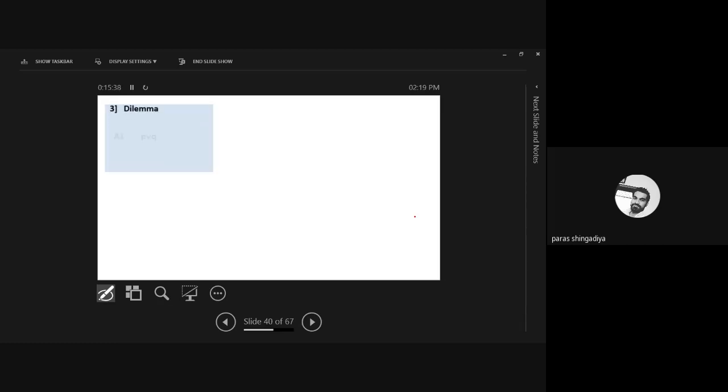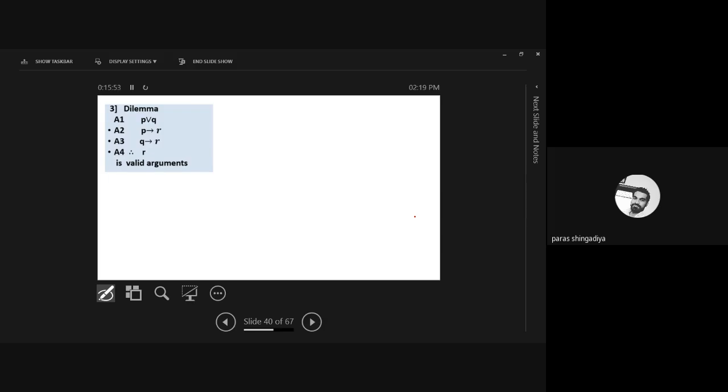Okay. The third well-known argument is the dilemma. That is read as dilemma. This is called the dilemma. Four arguments are given: P or Q, P conditionally R, Q conditionally R, and therefore R.